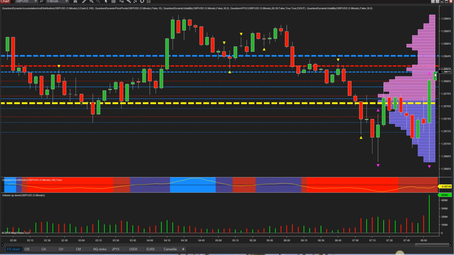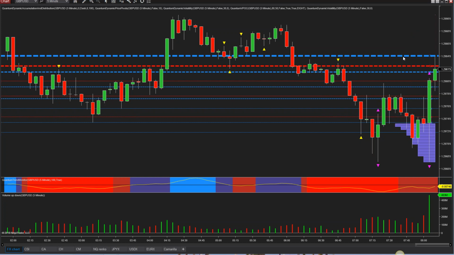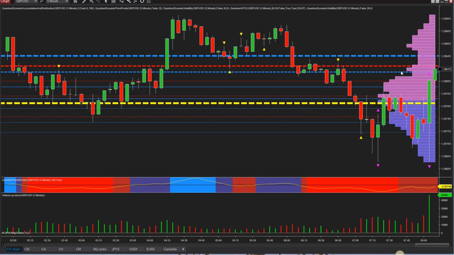As you can see here, we're on cable on 5. We've got some pretty strong resistance overhead. We've got 3 levels here, the blue, the red, and the slightly thinner blue lines here. In terms of the volume associated with the VPOC up here, we've got the VPOC down here. We've got low volume nodes here. So if the market does get up to that level, but isn't it interesting, it's already tested that region there, 129.84, big spike up, hit that bang on, and now it's moving back down again.